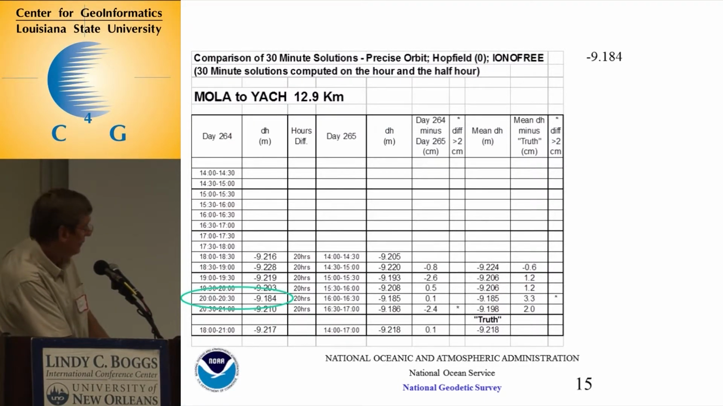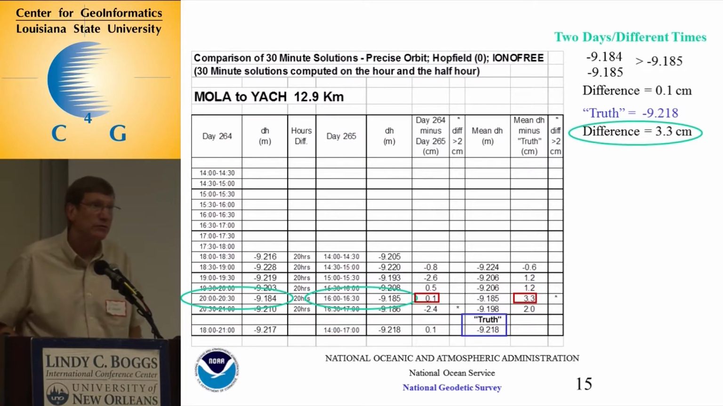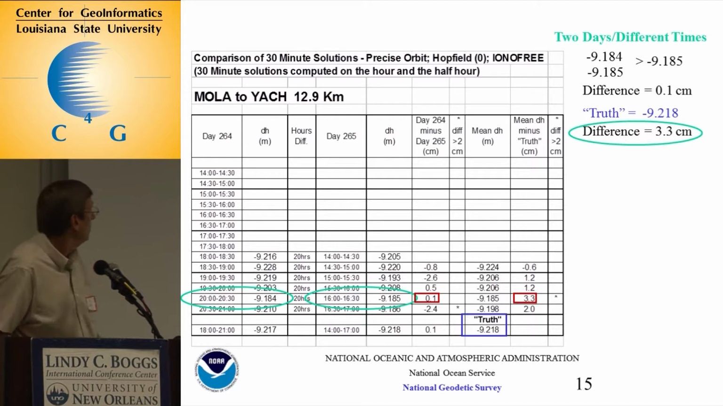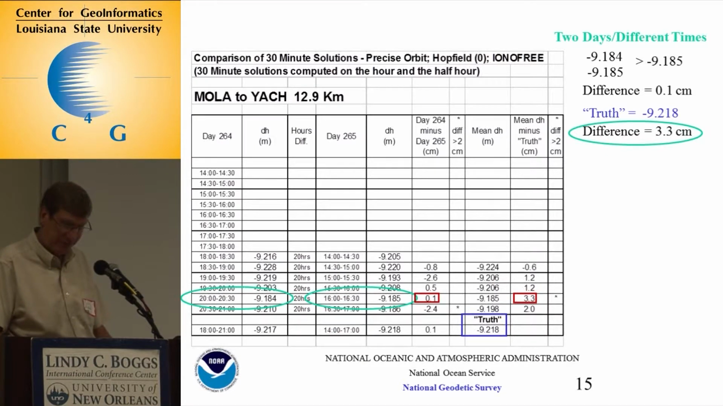So that's one time at 2000. This is 20 hours later, different time of the day. And you can see that they only differ by a millimeter, but from the truth, they differ by 3.3 centimeters. So here's a rule. If you follow it, just like I said, you're still going to be out 3 centimeters. That's why you need a network.